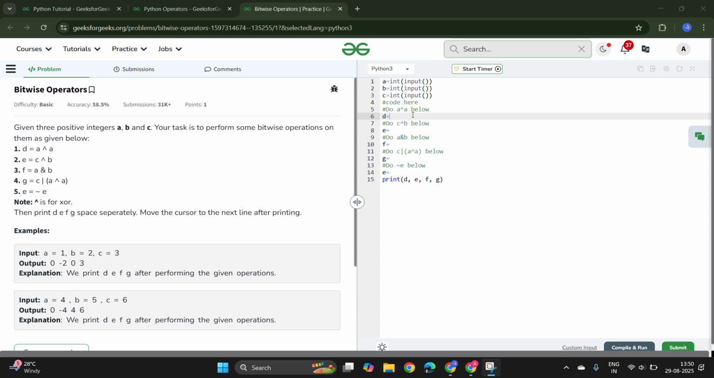And now, let's read what is the question. Given three positive integers a, b and c, your task is to perform some bitwise operations on them as given below. The first one and the second one is XOR operation. And the third one we have the bitwise AND. In the fourth one we have bitwise OR and XOR, and in the fifth one we have the NOT operation.